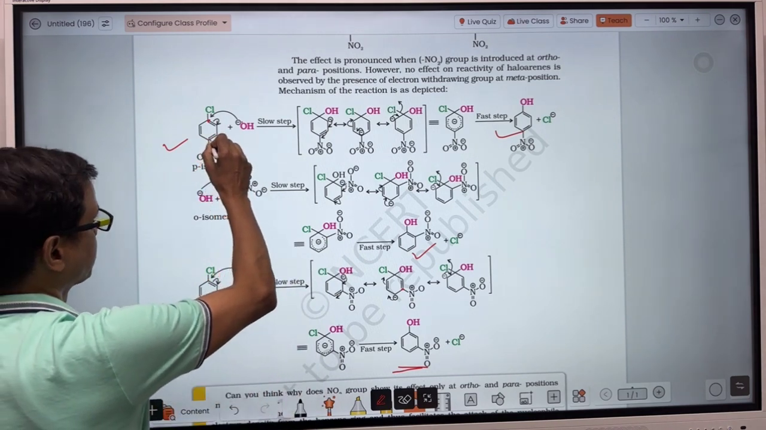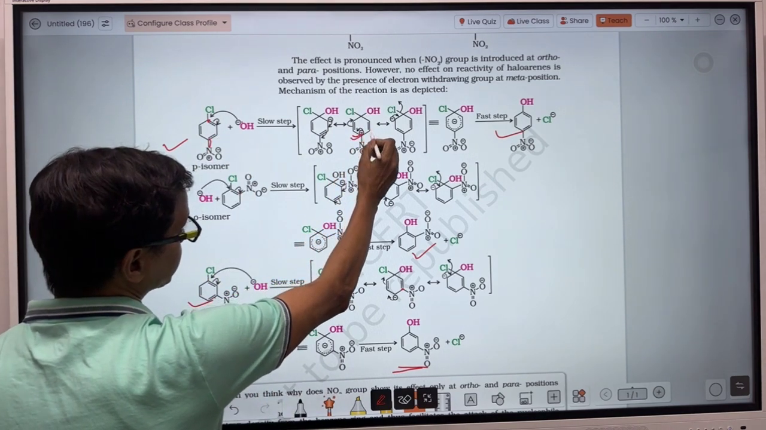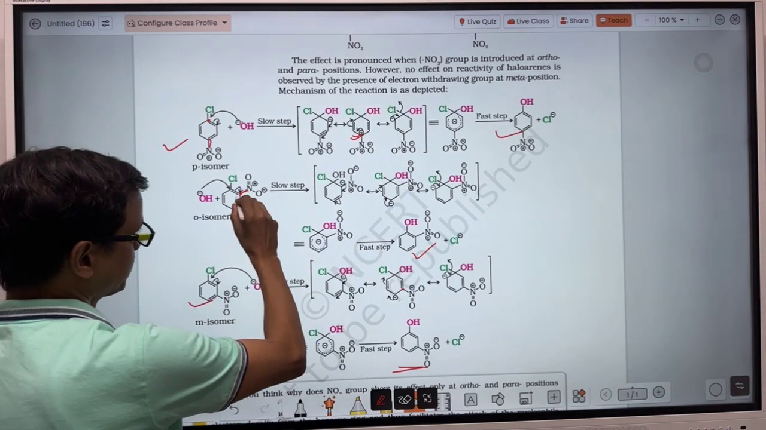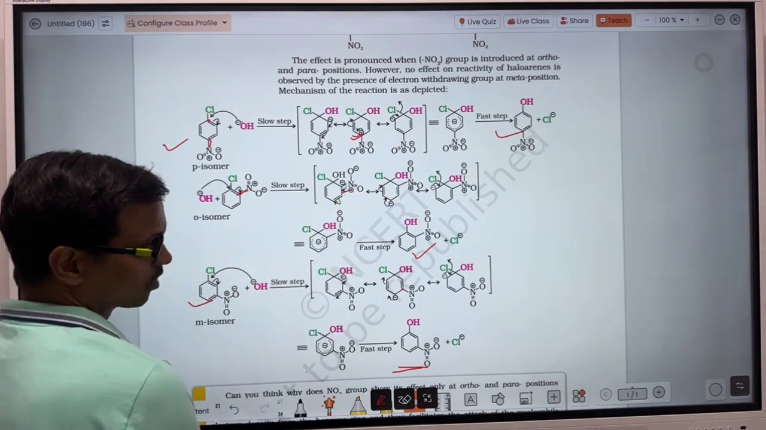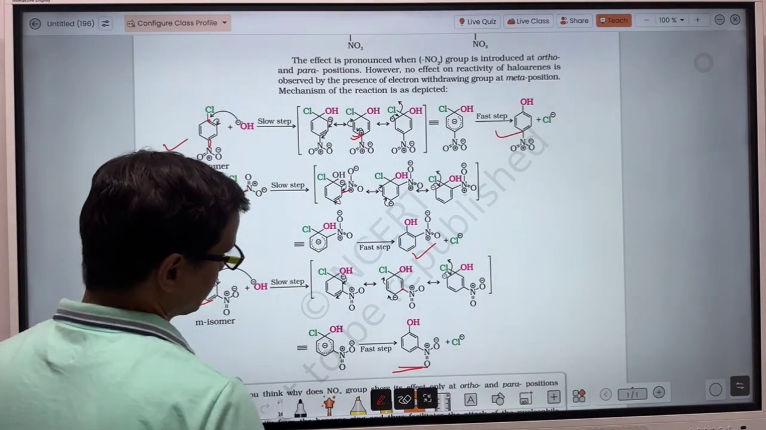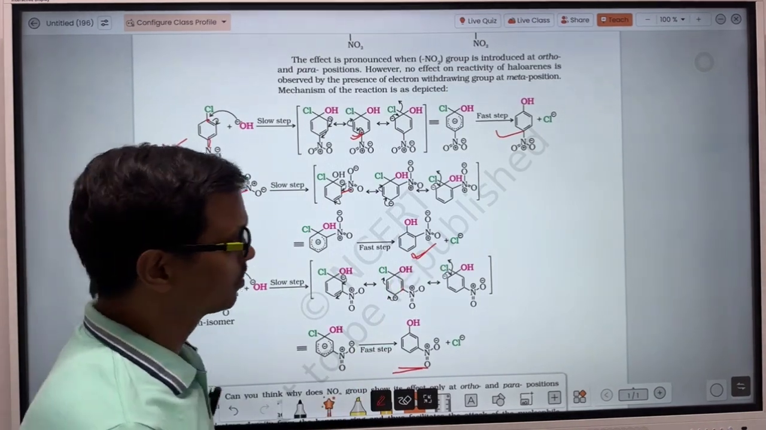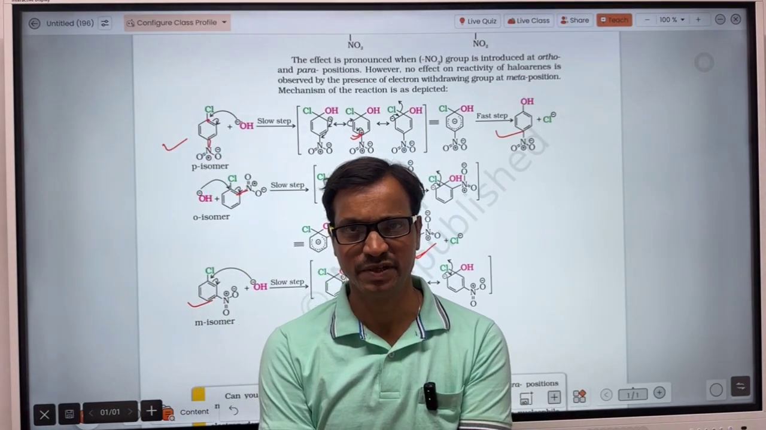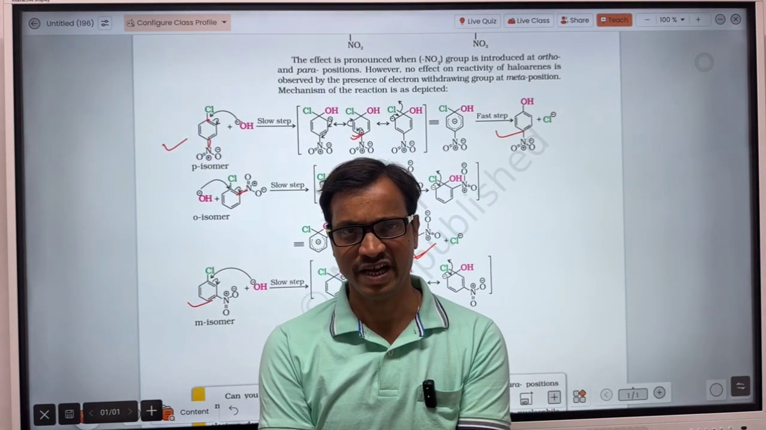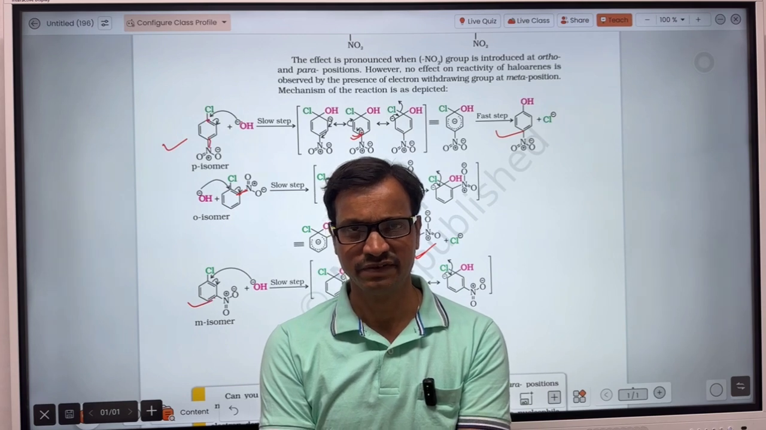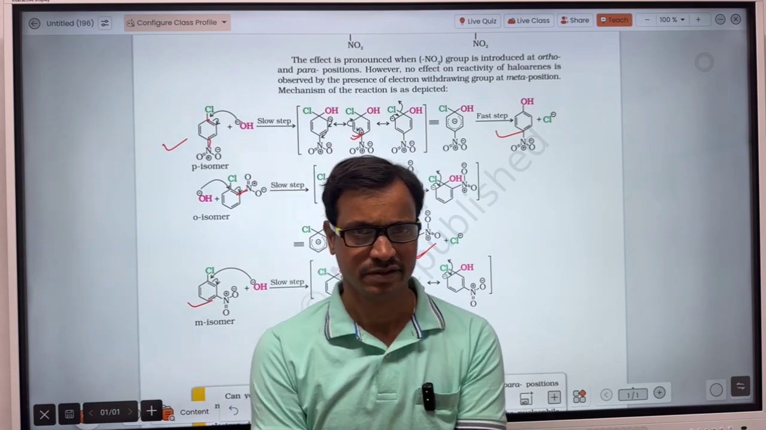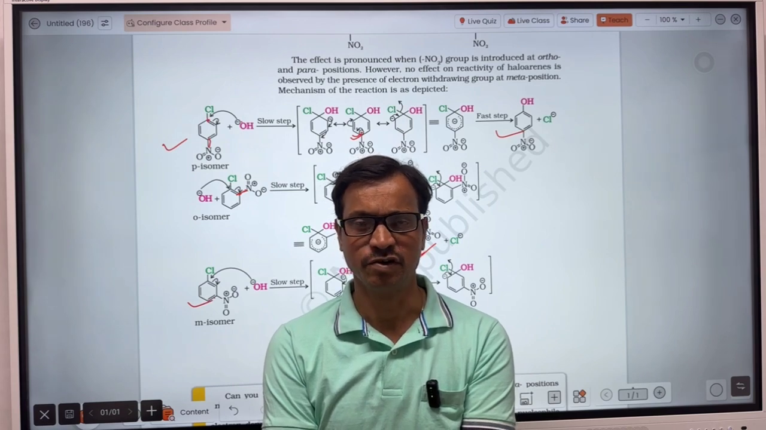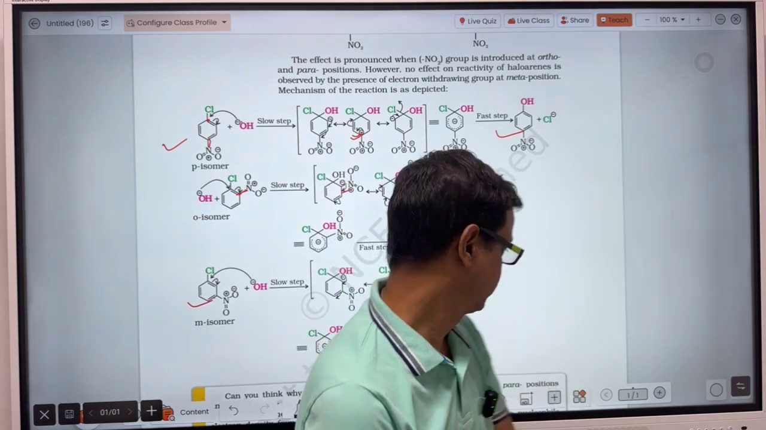Like that here, NO2 is at the para position, and the negative charge appears at the para position. Here also the NO2 group is at the ortho position, and the free electron is at the ortho position. So when an electron withdrawing group, here NO2, is present at the ortho position or at the para position, that will ease the reaction.